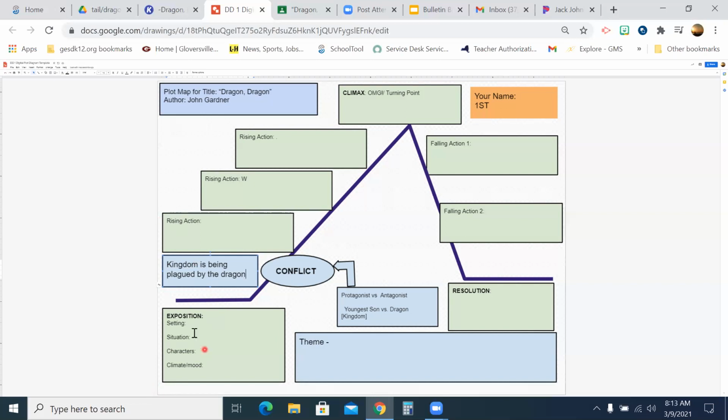What is the setting of the story? I just wanted to get that down. The kingdom or the dragon's cave? The kingdom, which is part of the dragon. What's the situation? The dragon's annoying people. The dragon is troublesome.